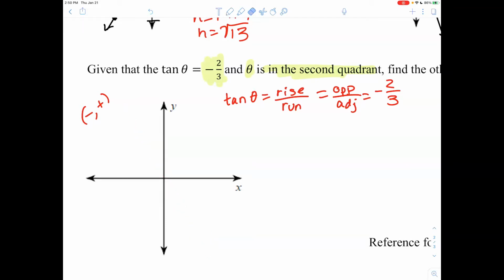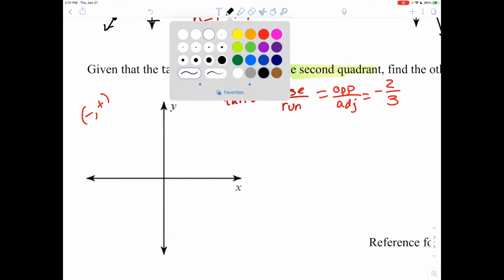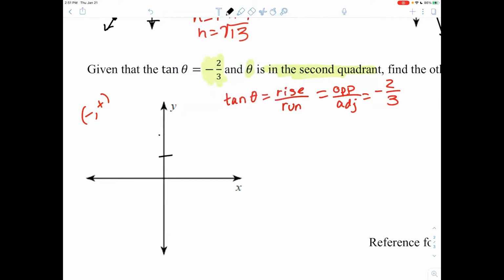So let's just visualize this. If our slope is negative 2/3 and we have to be in quadrant 2, then we're going to have to go up 2 and then left 3. And so the terminal side is going to pass through that point right there. So here's theta. We want to find all the trig function values for angle theta. I'm going to just move that point where it should be. Okay.